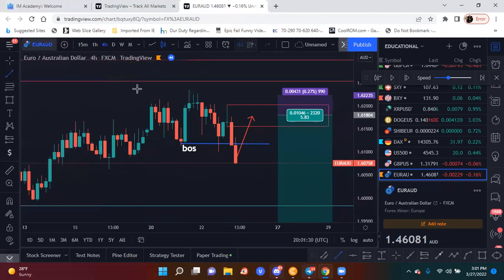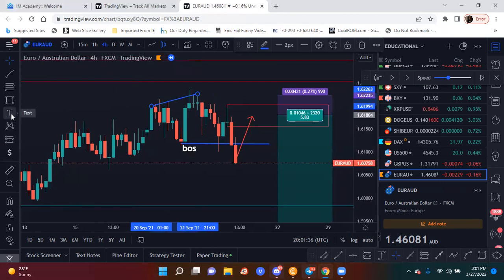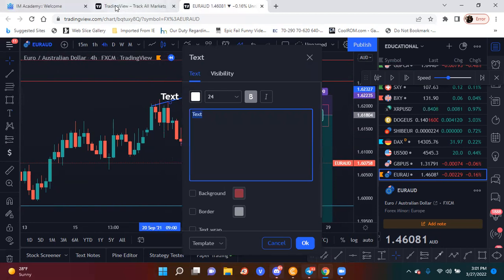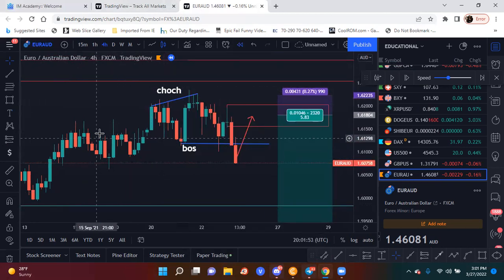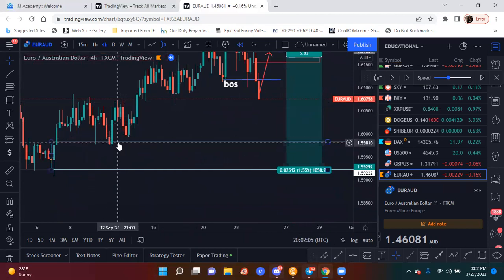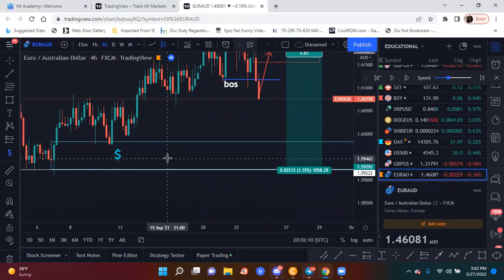And then look, from here to here, we have what we would like to call a change of character. It changed the character. The market was going up, and then from here it started changing character. And then we have a change of character, break of structure. So this move here could just be money, this could just be liquidity.